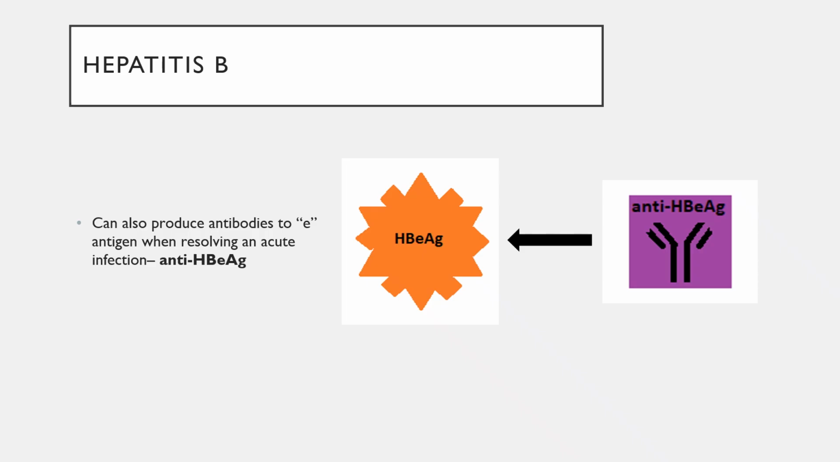If you like shortcuts, here's one. Surface antibody equals protection. Core antibody equals real infection happened. E antigen equals high infectivity. E antibody equals infectivity decreasing. Boom. Hep B serology. Dramatically less scary.